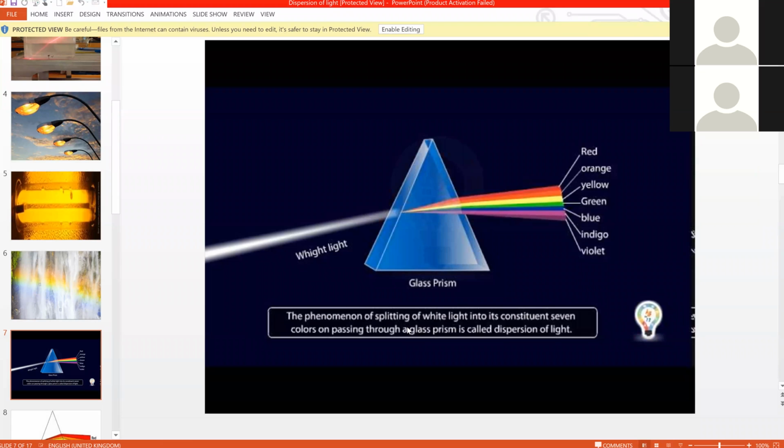So this is all called VIBGYOR. I told you now that the phenomenon of splitting of white light into its constituent seven colors on passing through a glass prism is called dispersion of light. Simple. When light is passed into a glass prism, it splits into different color components, or seven colors. This phenomenon of splitting of light into different colors is called dispersion of light. Is it clear, children? Yes, miss.